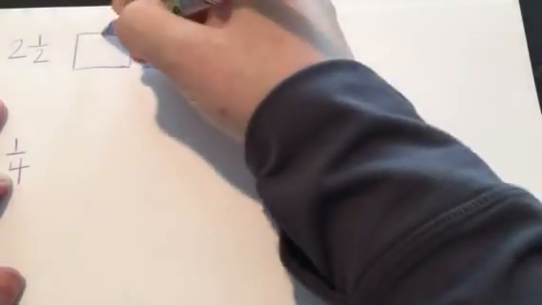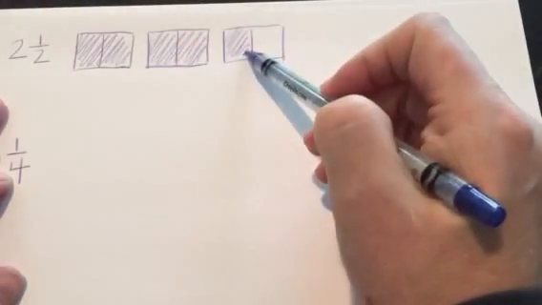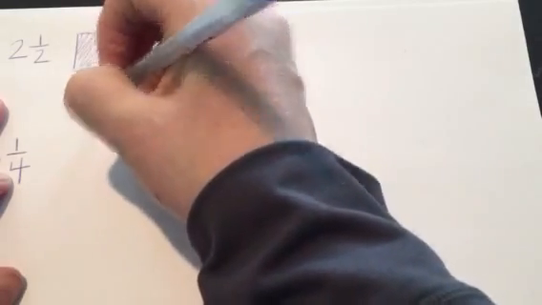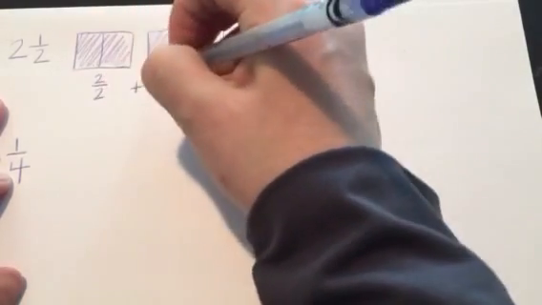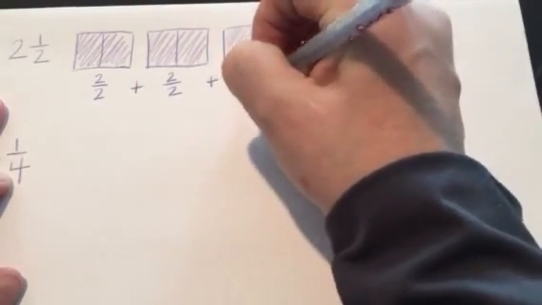by showing two wholes. And 1/2. So my picture shows two wholes, and 1/2. I can also write that as 2 halves plus another 2 halves plus 1/2.